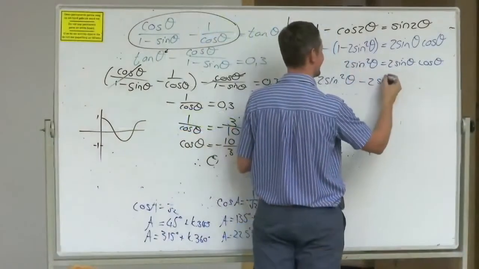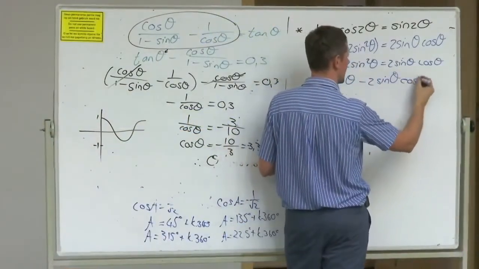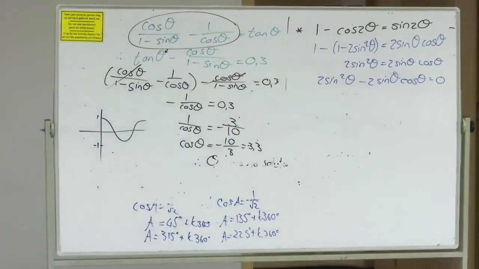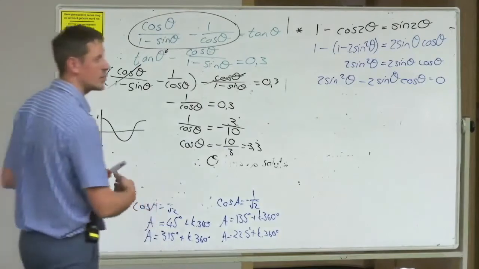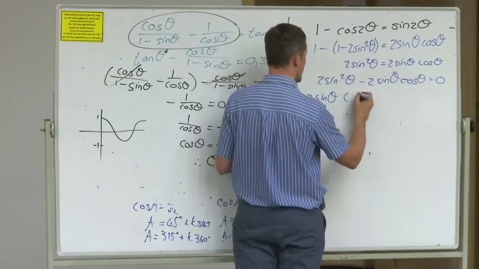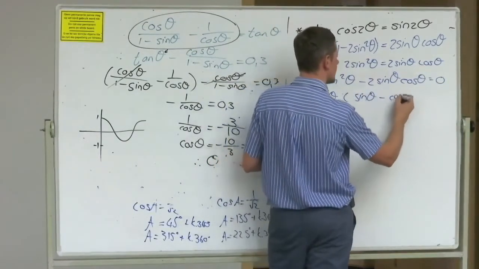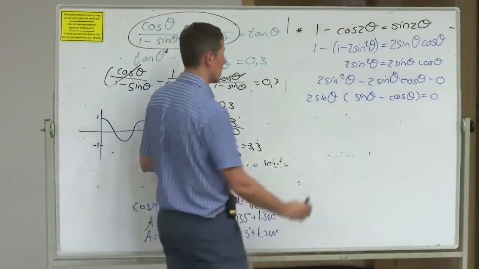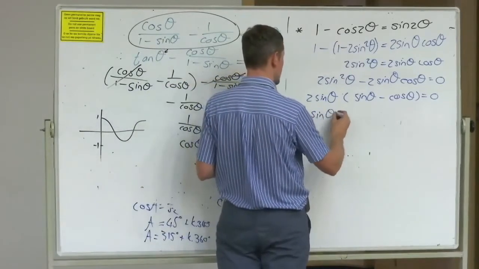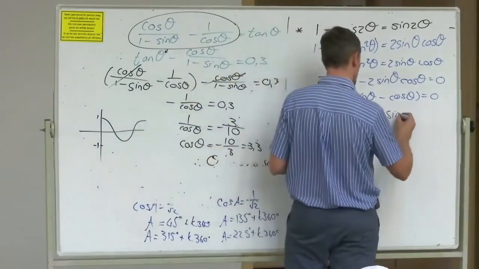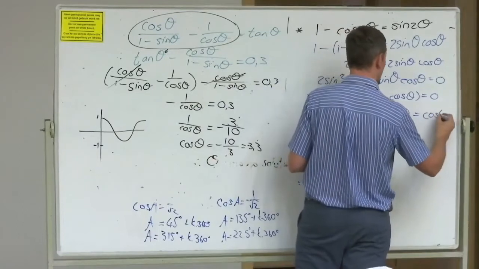Sir, I did not think about that. Once I have it equal to 0, how do I solve a quadratic equation? I factorize. So I'm going to take out 2 sine theta common, which leaves me with sine theta minus cos theta equal to 0, which gives me 2 sine theta equal to 0, or just sine theta equal to 0, and sine theta equal to cos theta.